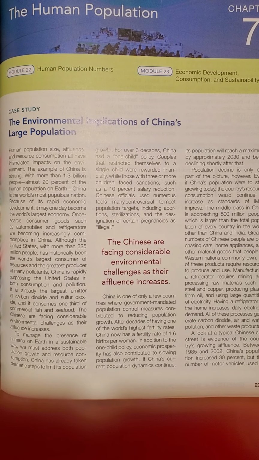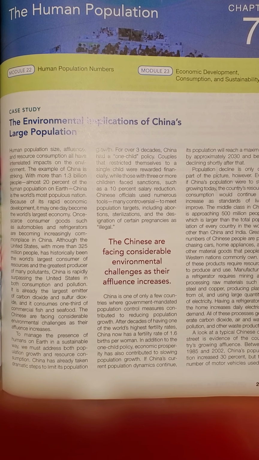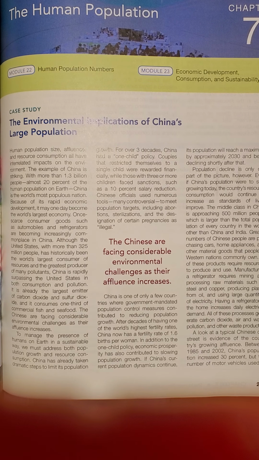Hi, I'm back for Unit 3 for the module from Chapter 7 of the textbook. So we're in Unit 3 of populations in our CED, but this is Chapter 7, and this is going to be Module 22 and 23, talking about human populations.